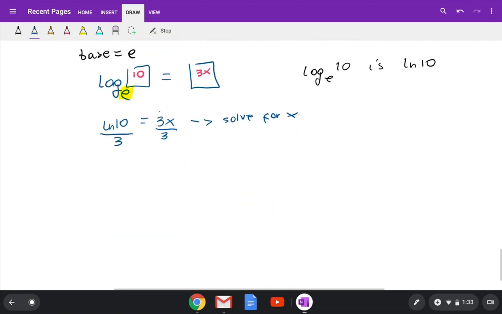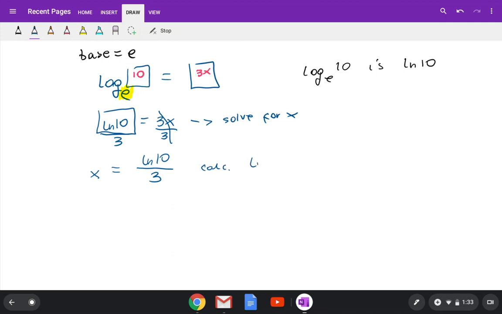A couple things when you do it. I know it's new for you. ln of 10, you treat that as one expression, so your x will be equal to ln of 10 over 3. And this is a nice way to leave the answer. If you need to evaluate that on a calculator, this is how you will type.